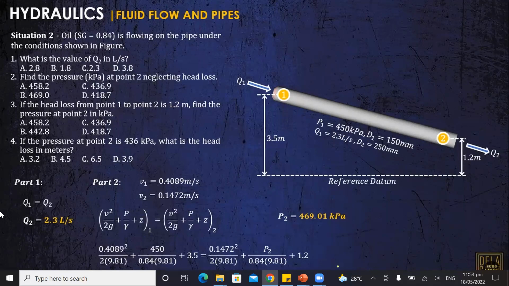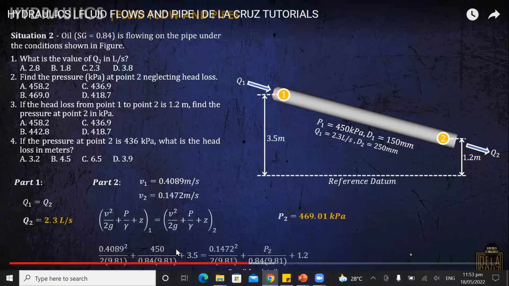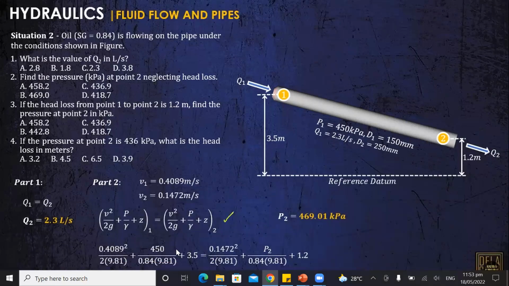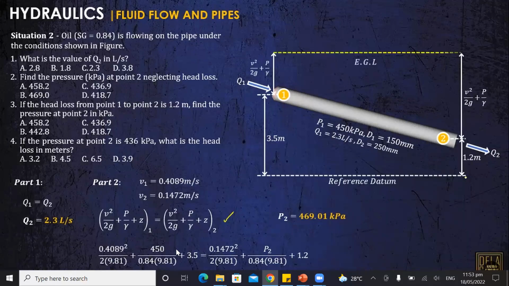Okay, but before that, let's draw the energy grade line para mas ma-visualize natin itong Bernoulli's equation. From point 1, from the reference datum, we have the potential energy Z. Ito yung Z1 natin, 3.5. Ito is composed of velocity and the pressure head. So, aangat tayo dyan. Then, ito naman, V2 squared over 2g plus P2 over gamma. Yung ibig sabihin dyan, ito yung energy grade line natin. This total energy here is equivalent to the energy here, expressed in meters. Ito yung ibig sabihin ng equation na yan.